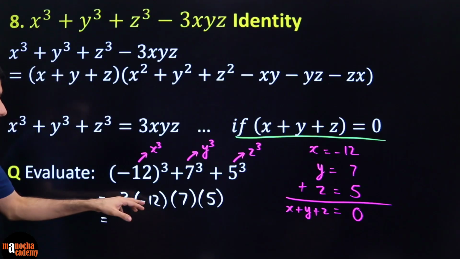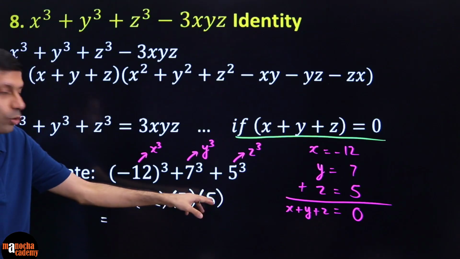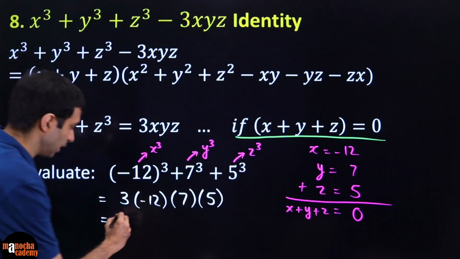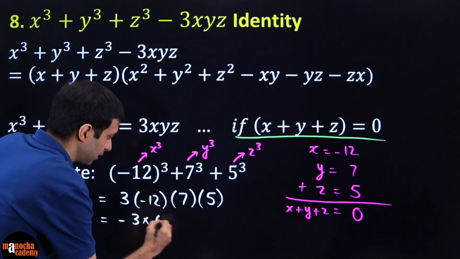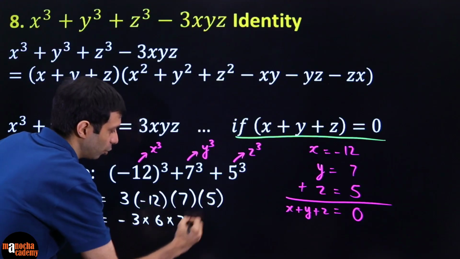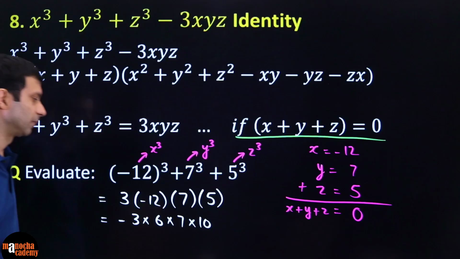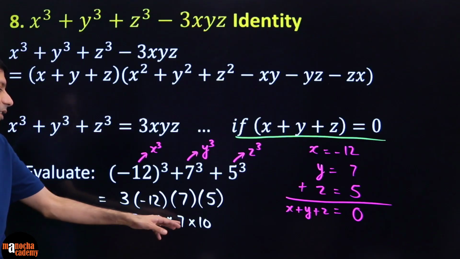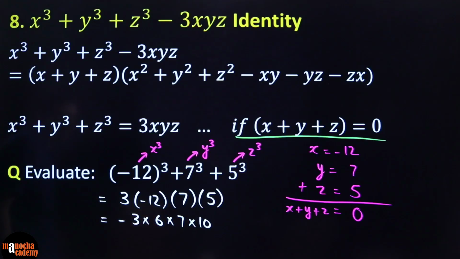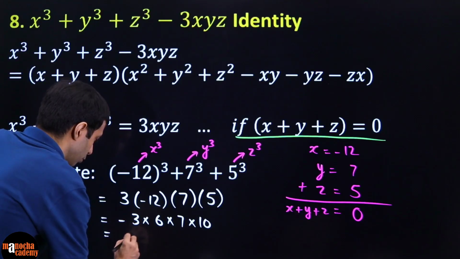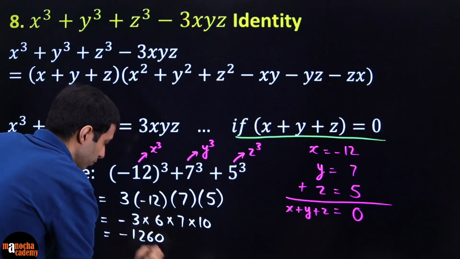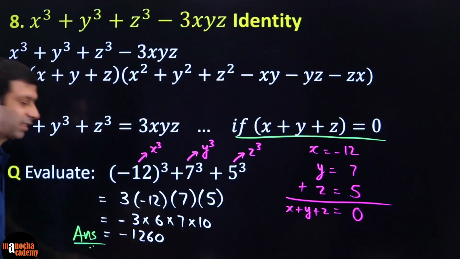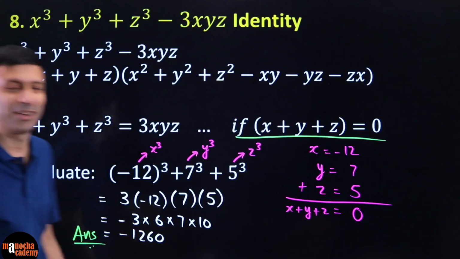So here you can be smart. You can take the 2 here because 2 times 5 will give 10. So basically what do we have? Minus, we'll take the minus out, 3 times 6 times 7, and I've taken the 2 here, times 10. It's easy to multiply with the 10. 7 sixes are 42, and 42 times 3 is going to give me 126, and then you have the 0. So there you go. That's the answer, minus 1260.